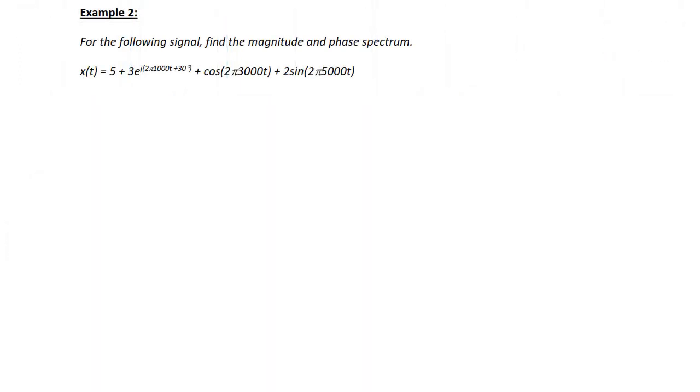Example 2. For the following signal, find the magnitude and the phase spectrum. So this is very similar to the last problem. x(t) is equal to 5 plus 3 e to the j(2 pi 1000 t plus 30 degrees) plus the cosine of 2 pi 3000 t plus 2 times the sine of 2 pi 5000 t. So these last two terms were in example 1, and we found that the fundamental frequency was 2 pi 1000 radians per second. Since that new term is at 2 pi 1000, our fundamental frequency omega naught is still equal to 2 pi 1000 radians per second.